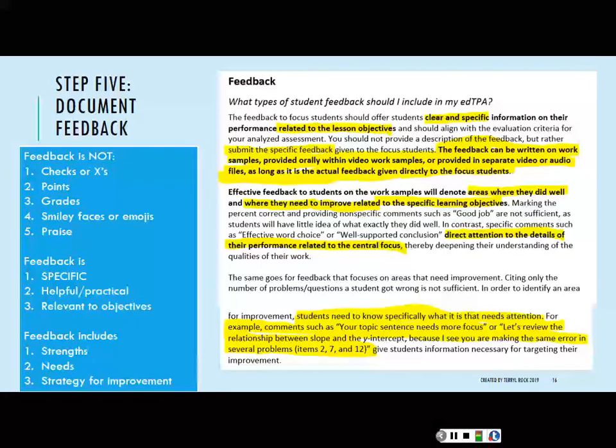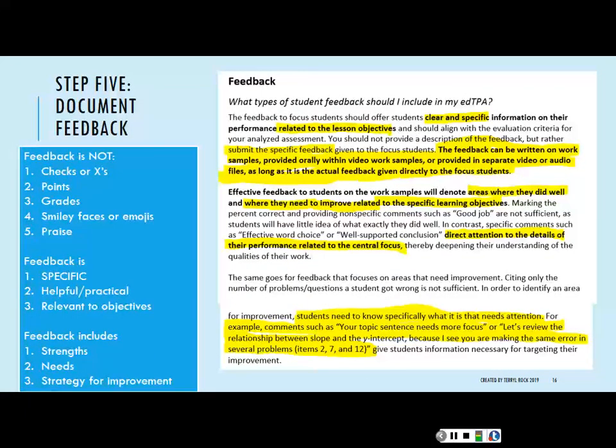Okay, you need to document your feedback. Let's talk about what feedback is not. Feedback is not checks, it's not X's, it's not points, it's not grades, it's not smiley faces, it's not emojis, it's not praise. Those have to do with grades and praise. That's not feedback. Feedback is specific, it's helpful, it's practical, and it's relevant to objectives. Your feedback needs to include strengths, needs, and strategy. So you're going to have clear and specific information related to the lesson objectives.